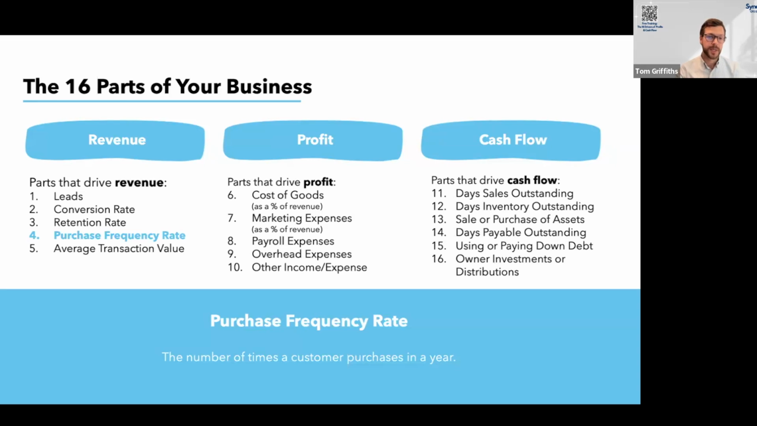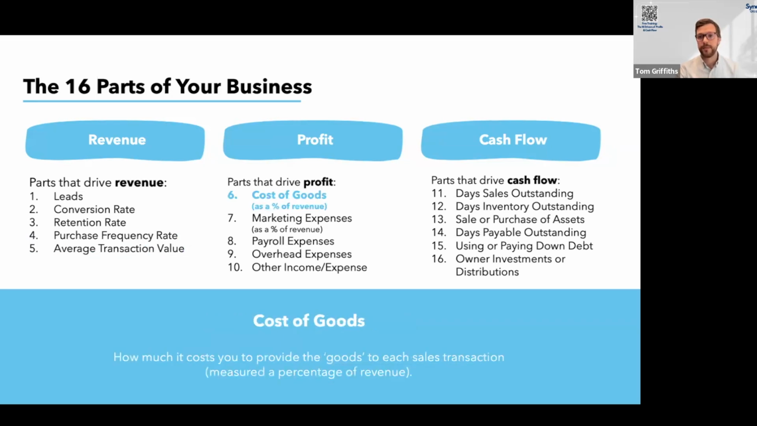Then we have average transaction value. Again, goal is to increase this by as much as possible. So that's revenue. And then we move on to profit. So the first driver of profit is obviously the revenue. And then we take off the direct costs that we have incurred to deliver that sale, which is cost of goods sold, cost of sales.